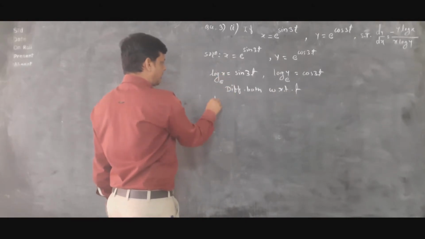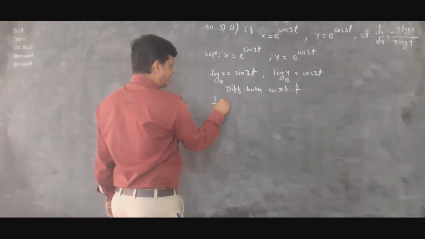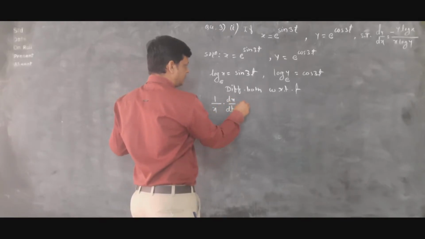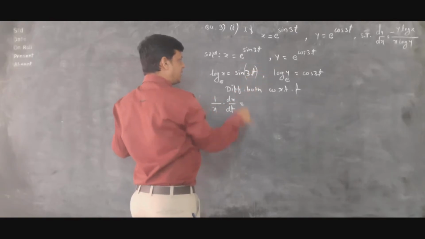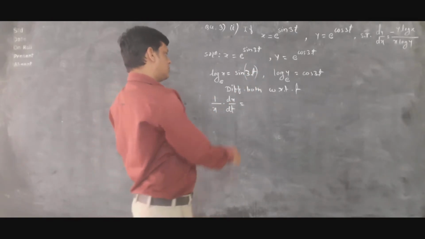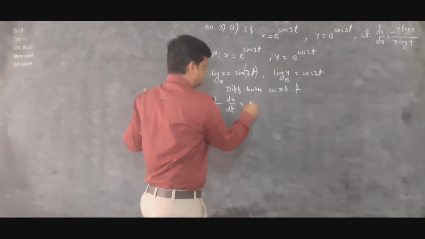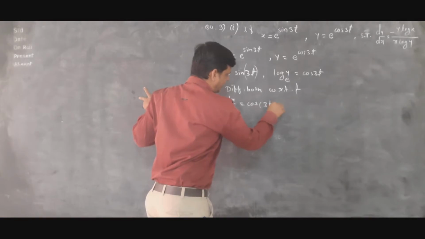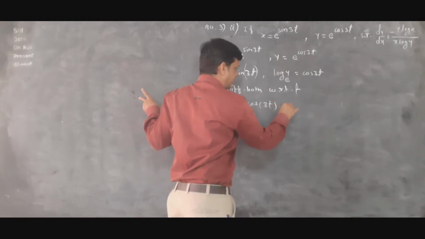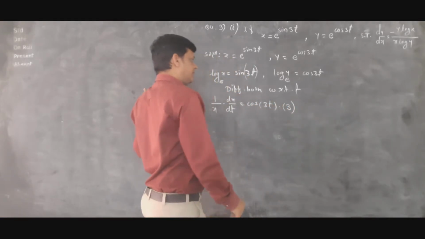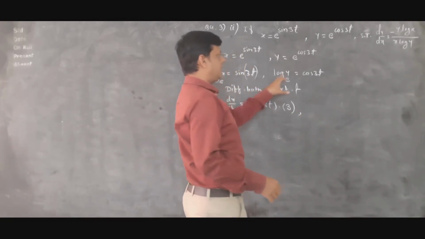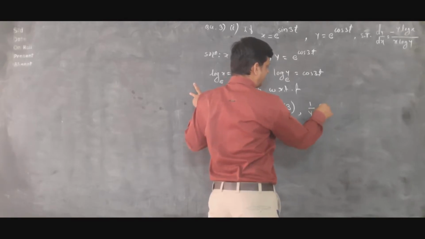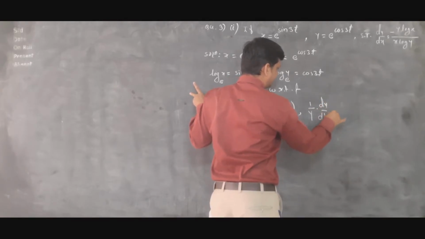Now the derivative of log x with respect to t is 1 by x into dx by dt. The derivative of sin 3t is a composite function, so first we find the derivative of the outer function. The derivative of sin is cos, so write cos 3t into the derivative of 3t, which is 3. Then here we find the derivative of log y, so write the derivative of log y as 1 by y into dy by dt.